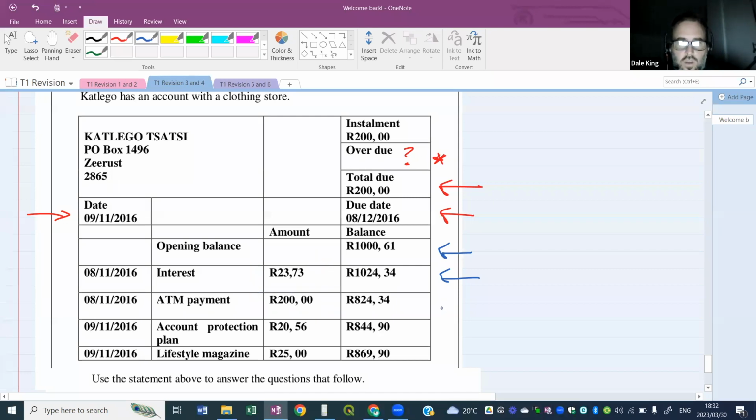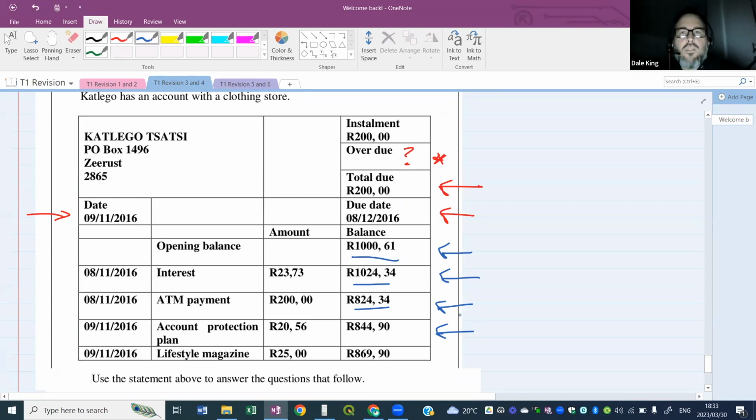Then the third row here is ATM payments. Okay, so a payment that was made, and this 200 Rand is obviously Katlego's payment towards the account, and we can see how that changes the balance in the account. All right, it makes it smaller. So obviously this 1,061 is the amount owing. They add on the interest to that, and then she makes an ATM payment and reduces that balance.